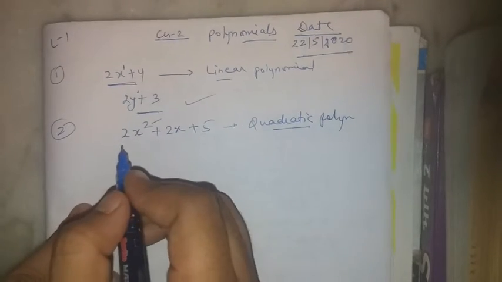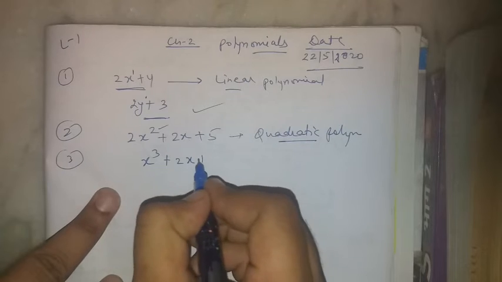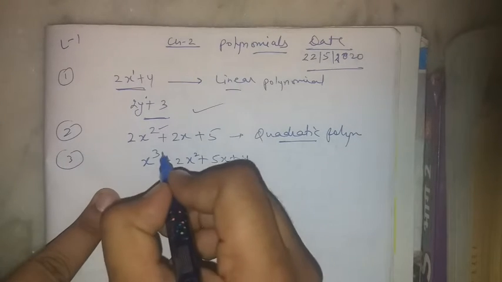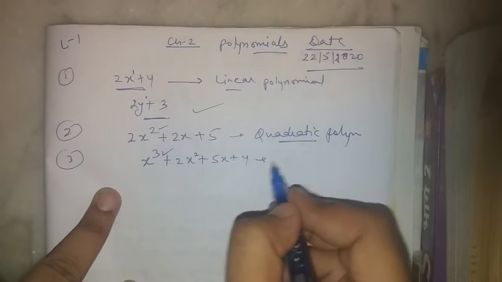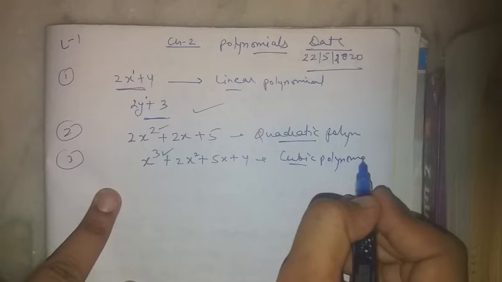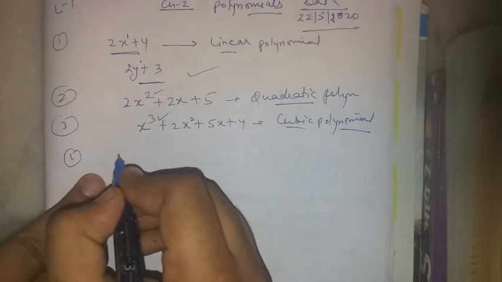And the third one is x cube plus 2x square plus 5x plus 4. Here the maximum degree is 3, so this is called a cubic polynomial.